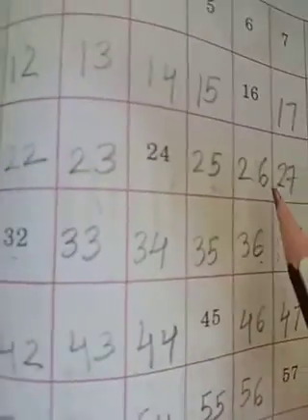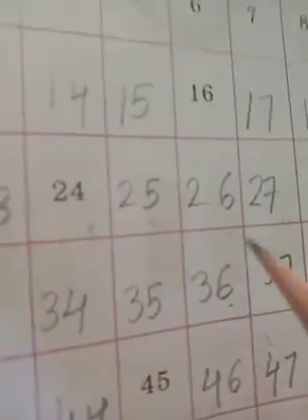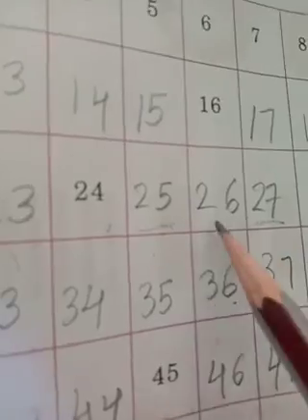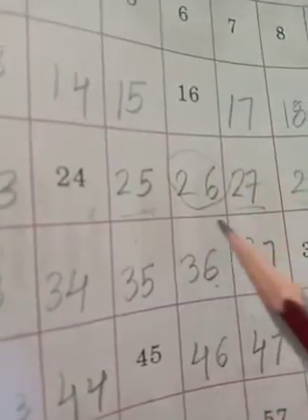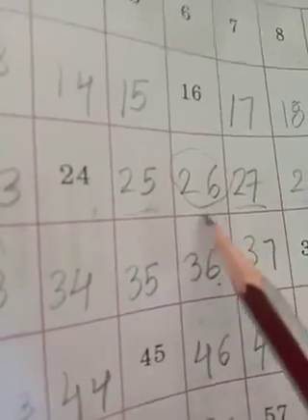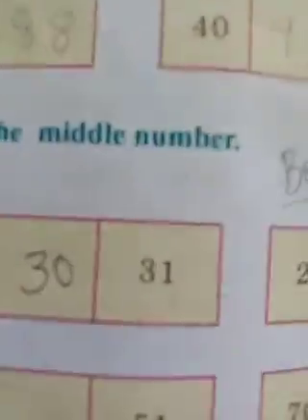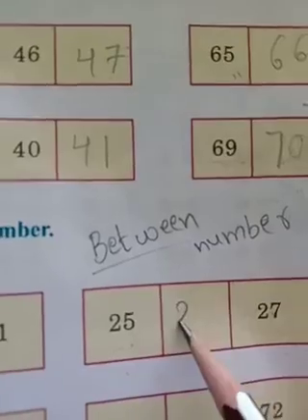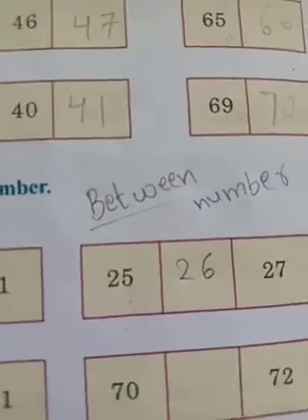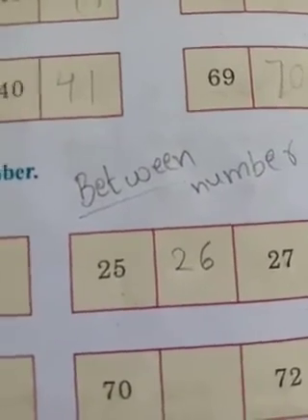25, 27. See children. 25, 27. Middle number is what here? 26. 26 is the middle number. So we are writing here 26. 2 tens, 6 ones, 26.